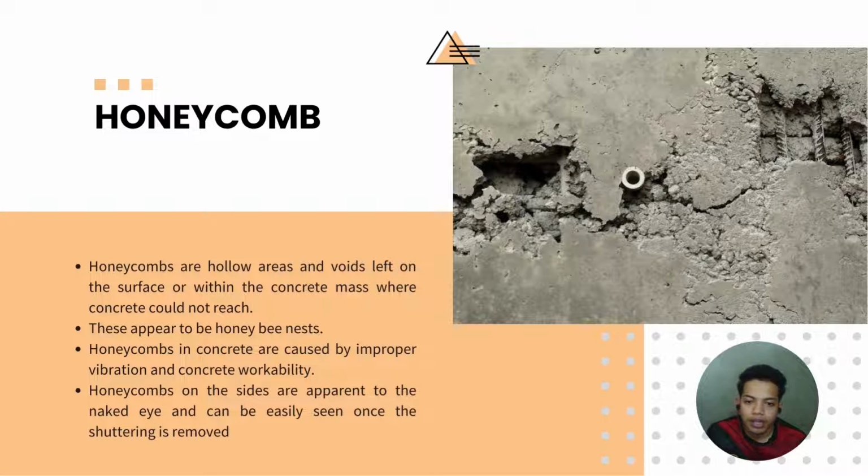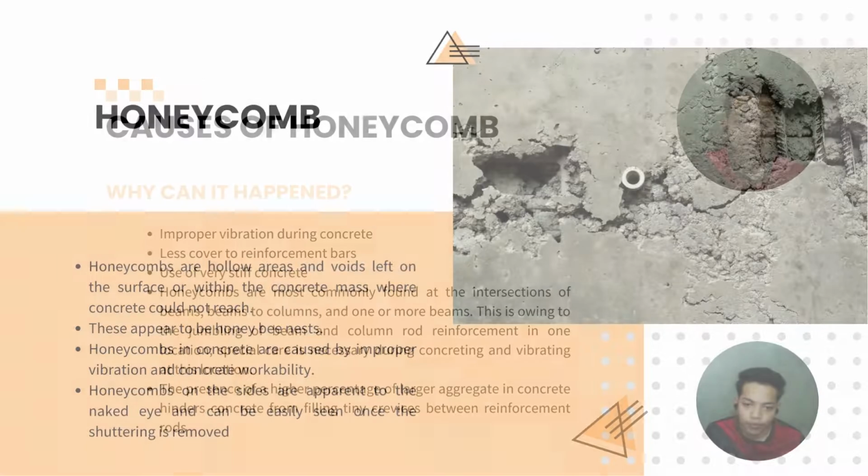Honeycombs are hollow areas and voids left on the surface or within the concrete mass where concrete could not reach. These appear to be honeybee nests. Honeycomb is caused by improper vibration and concrete workability. Honeycombs on the sides are apparent to the naked eye and can be easily seen once the shuttering is removed.